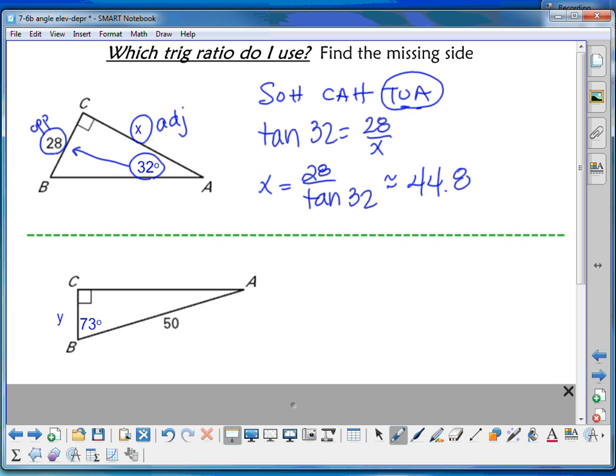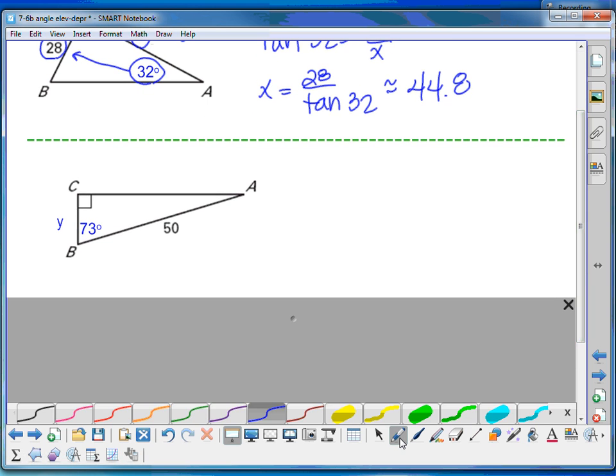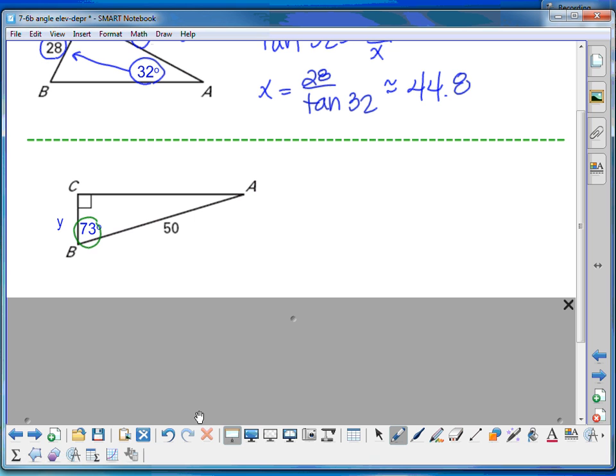Let's look at another example. For this one, I have my 73 degrees. I have the hypotenuse because it's opposite my right angle, and I have adjacent. So using my little mnemonic device here, SOHCAHTOA, I have adjacent and hypotenuse, so I'm going to use cosine.